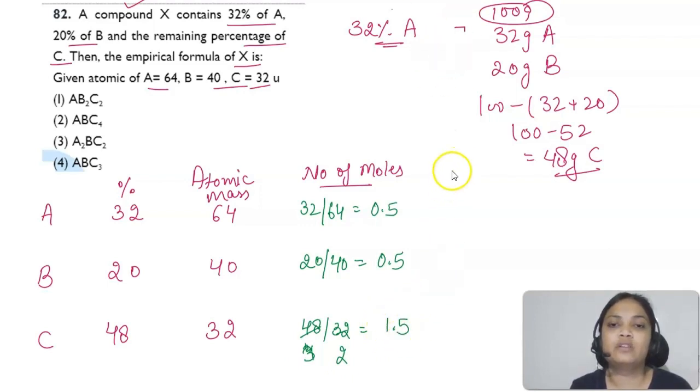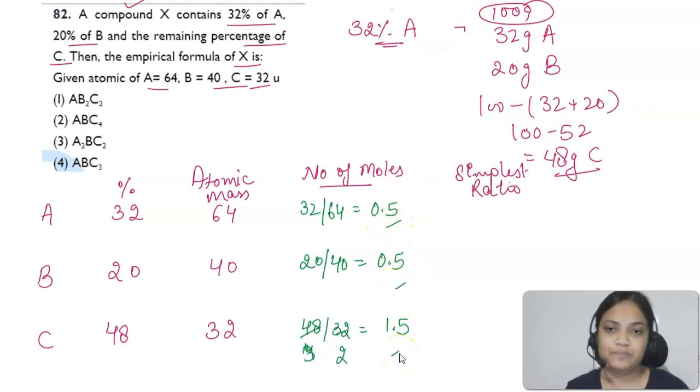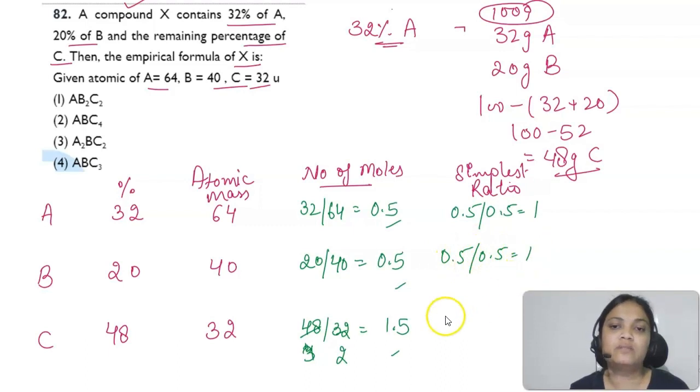Okay, so now you have got the number of moles. Now you will find the simplest ratio. So do you remember how to find out the simplest ratio? Divide these values that we have come with by the smallest value. So which is the smallest value here? 0.5. So 0.5 upon 0.5 is 1. Here 0.5 upon 0.5, again it's 1. 1.5 upon 0.5, it would be 3.